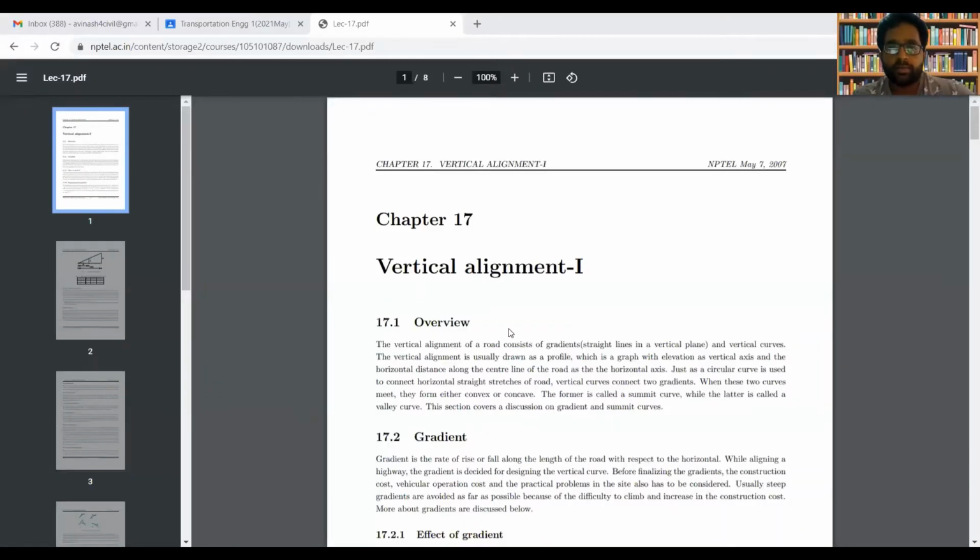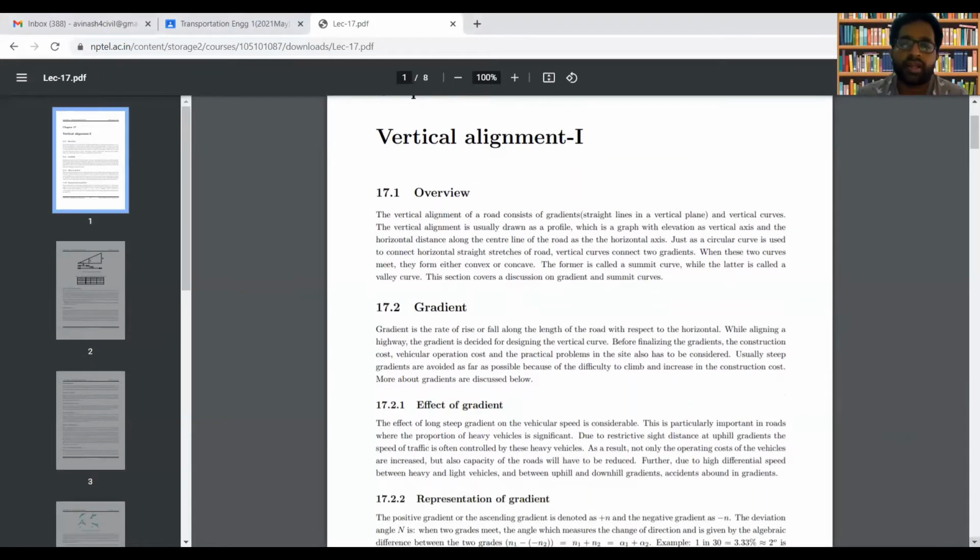So this is one material showing the chapter on vertical alignment. Here it is written that the vertical alignment of a road consists of gradients and vertical curve. We have seen that gradients and vertical curve together comprise the vertical alignment. This vertical alignment is usually drawn as a profile, that is a graph with the vertical axis or y-axis showing the elevation, and on the x-axis or horizontal axis the horizontal distance along the center line of the road. With a plot like this, you can graphically plot the vertical alignment.